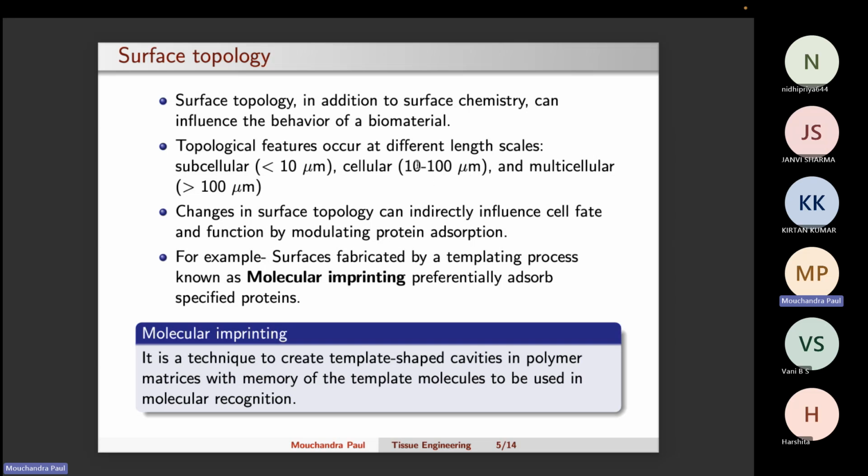Cells cannot sense it individually, but when a cluster of cells is there, then they can sense that change in topology, or it can be large topological features, greater than 100 microns.